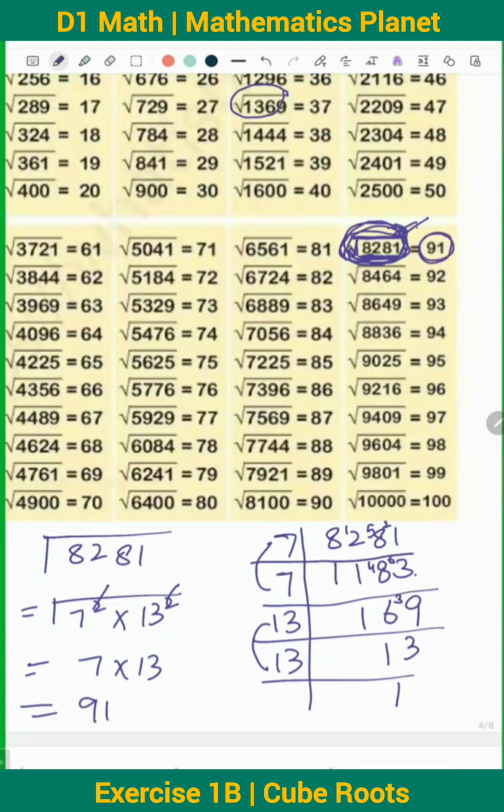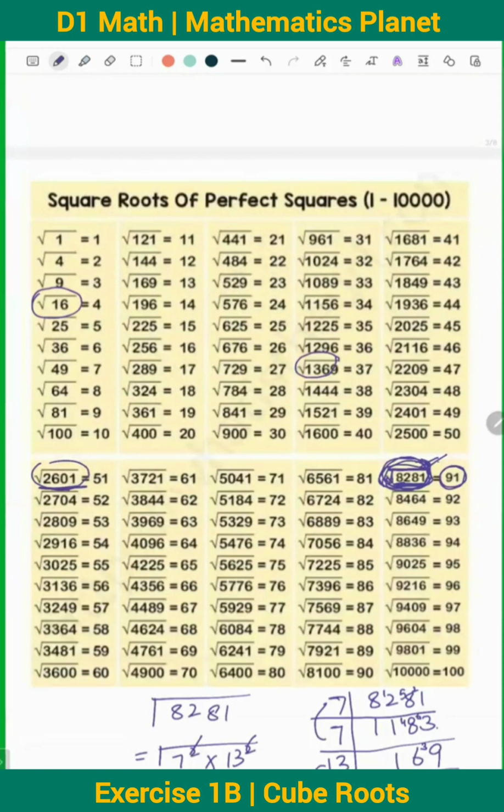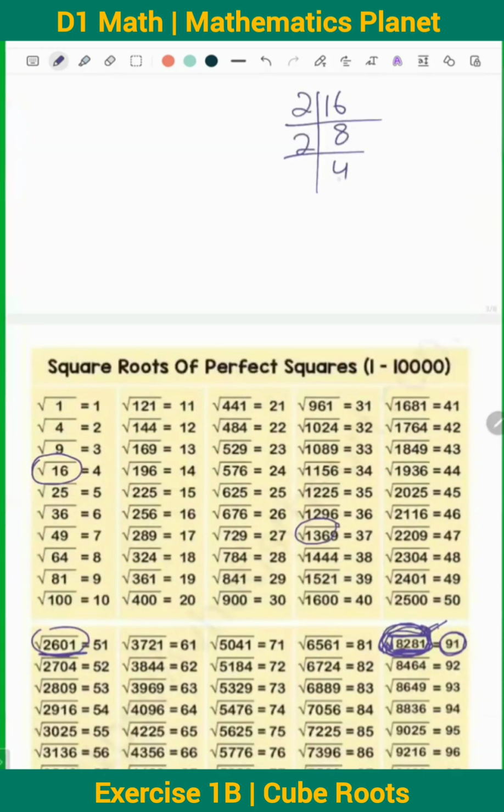Miss, I understand. Good one. So this is a way how. Let's try a very small number, like 16. For example, you don't know the square root of 16. So you do 16: 2 times 8 is 16, 2 times 4 is 8, 2 times 2 is 4, 2 times 1 is 2.